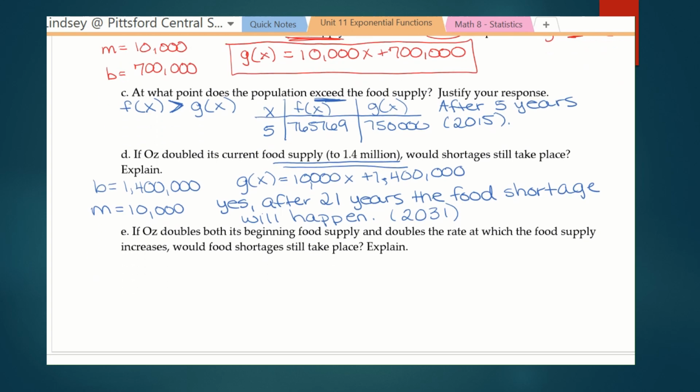All right, so last but not least, if Oz doubles both its beginning food supply and doubles the rate at which the food supply increases, so now we're changing both values here. So our food supply, we're going to start at 1.4 million, and now instead of adding 10,000 every year, we're going to double that. We're going to add 20,000 every year. So we're going to keep this as a linear function. Our B and our M are going to change.